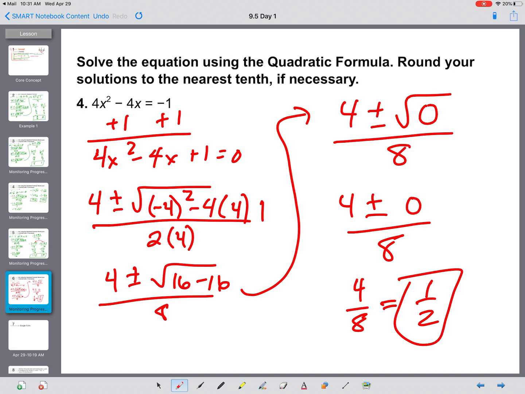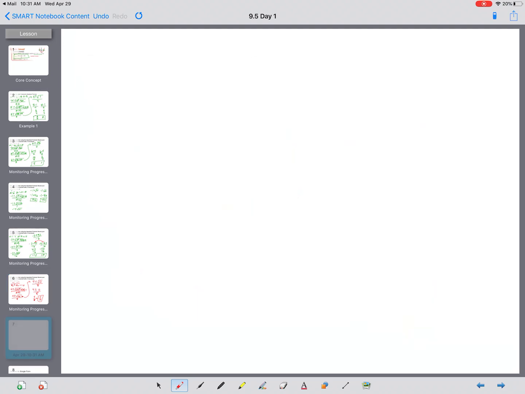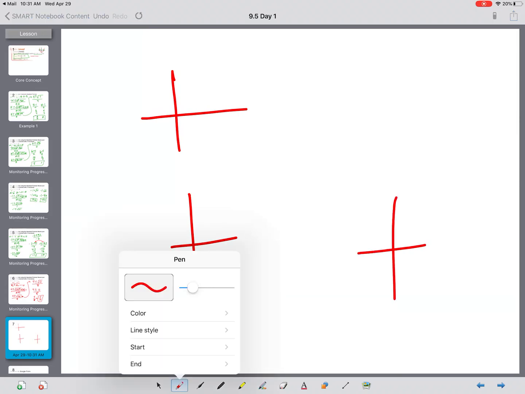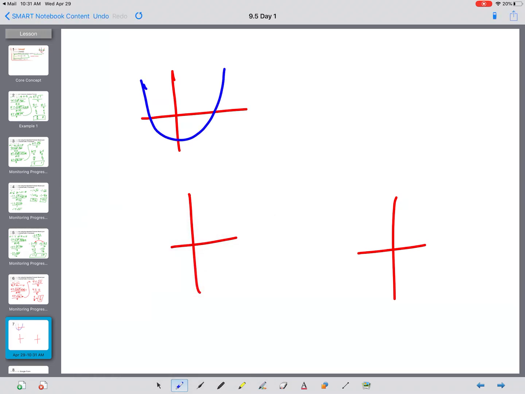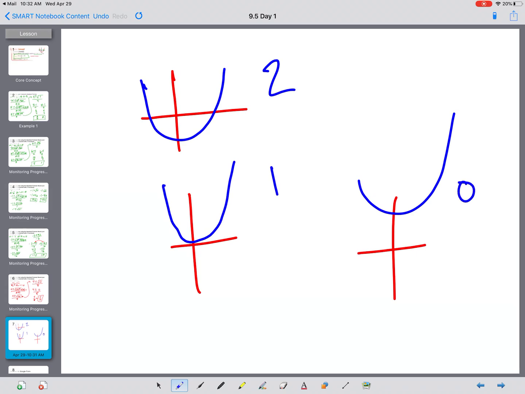Again, this comes back to the other day when we talked about my 3 cases. I know that my graph will either have 2 zeros, 1 zero, or no zero. It's going to happen one of those.